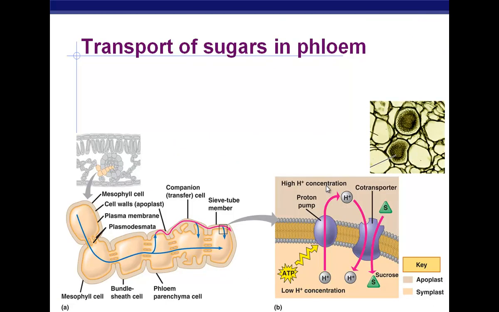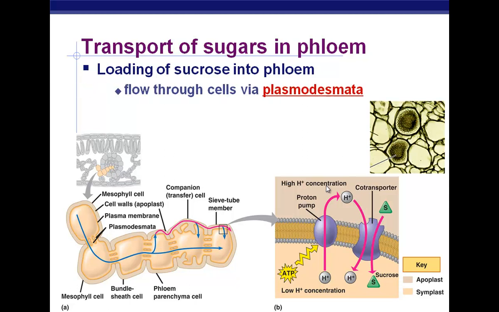So the last couple ideas here, when we transport the sugars into the phloem, this is what I was talking about a little bit ago. You're going to load the sucrose into the phloem, and that's going to be a process that takes energy. So you're going to have to put that energy into it to get it to happen. Then you are going to allow water to flow through.